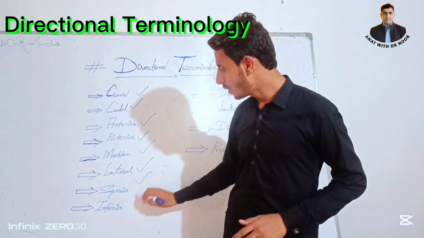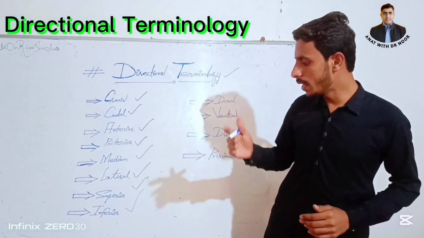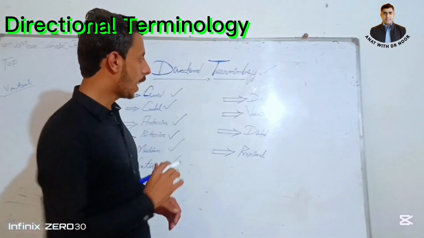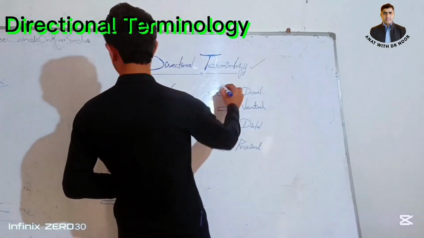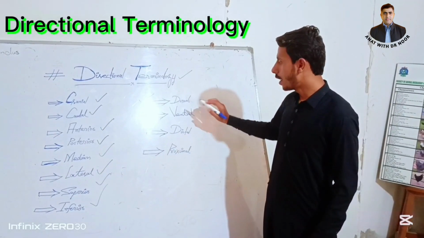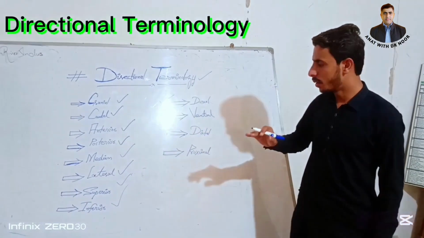Now, superior and inferior. Superior means above in the body and inferior means the lower side of the body. Now, dorsal and ventral. Dorsal means towards the top of the body and ventral means towards the belly.